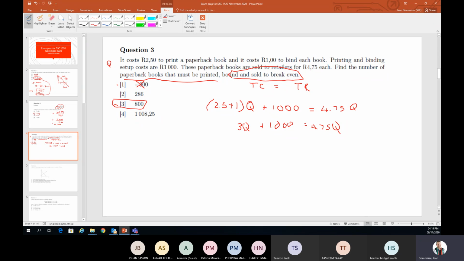I like to make everything positive, so I will take that to that side. So it is 4.75 minus 3 gives you 1.75. On this side, I had 1,000. So basically, to get Q, it is 1,000 divided by 1.75, which will then give you the 800. Let me just check again.